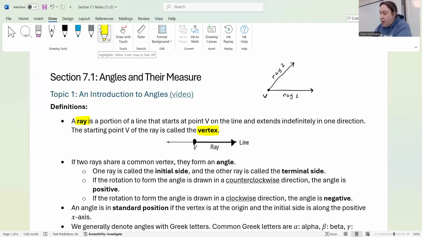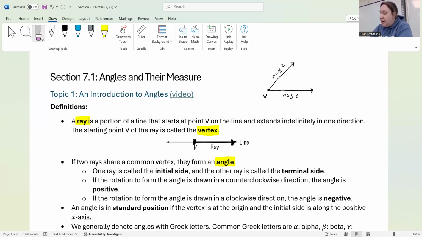Okay, so if we have, like I said, two rays coming out of a single vertex, it's called an angle. Now let's talk about what those two rays are officially called. Up here in this image that I drew, we just called them ray one and ray two. That's not very fun. Let's give them official names. So one of the rays is called the initial side. The second ray is called the terminal side.